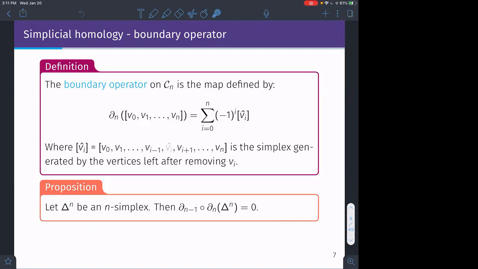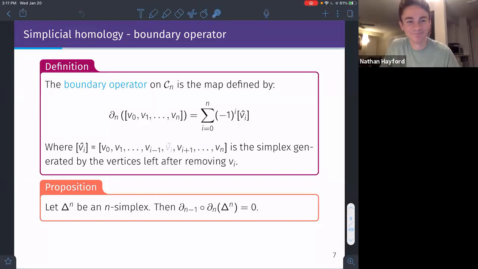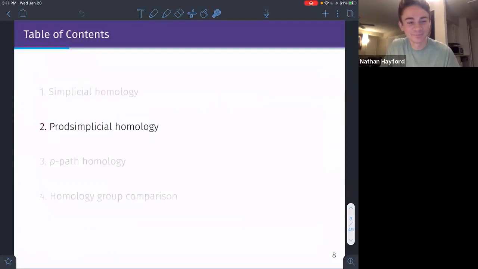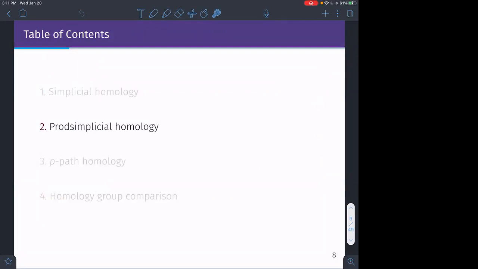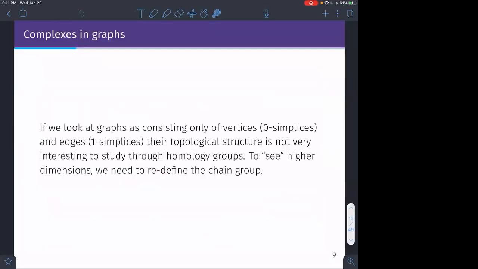This should hopefully all be reviewed, but if anyone has questions, we can go back to this. I just want to have something to compare to, since the other two complexes are variations of this one. Questions so far? Okay. So, new complex, Prodsimplicial homology.